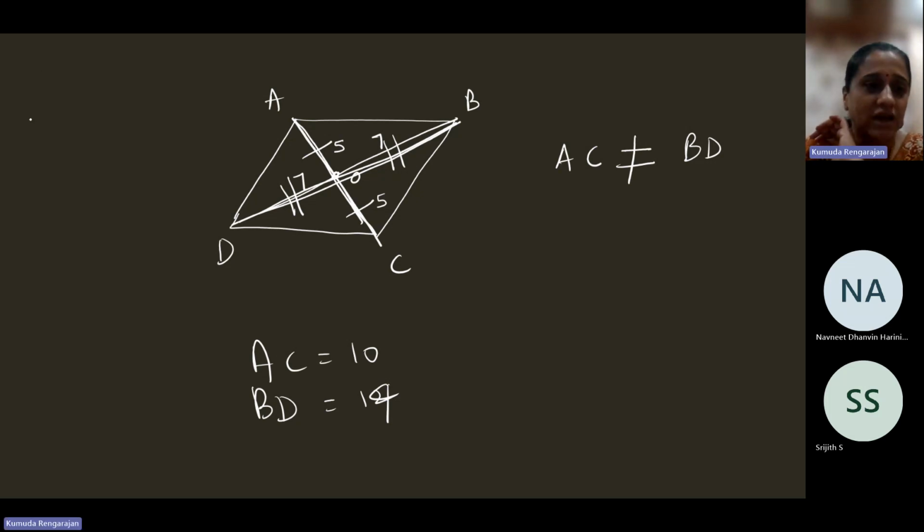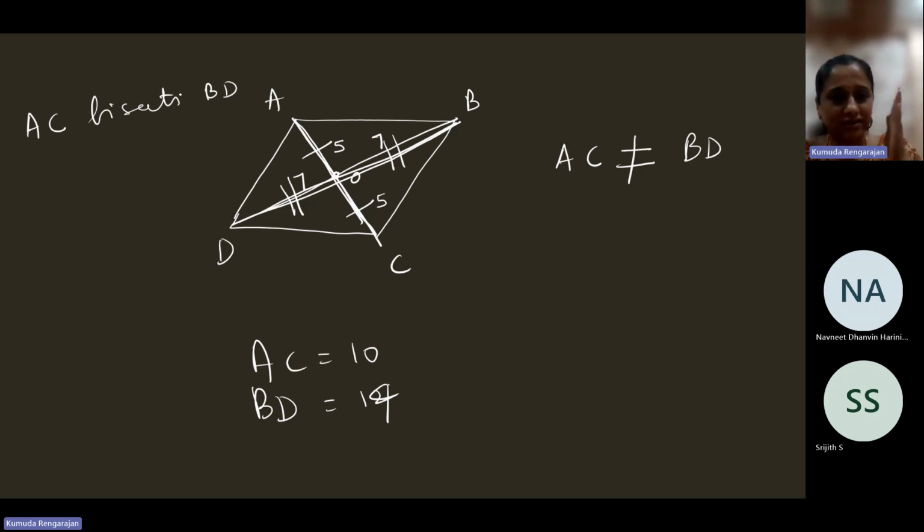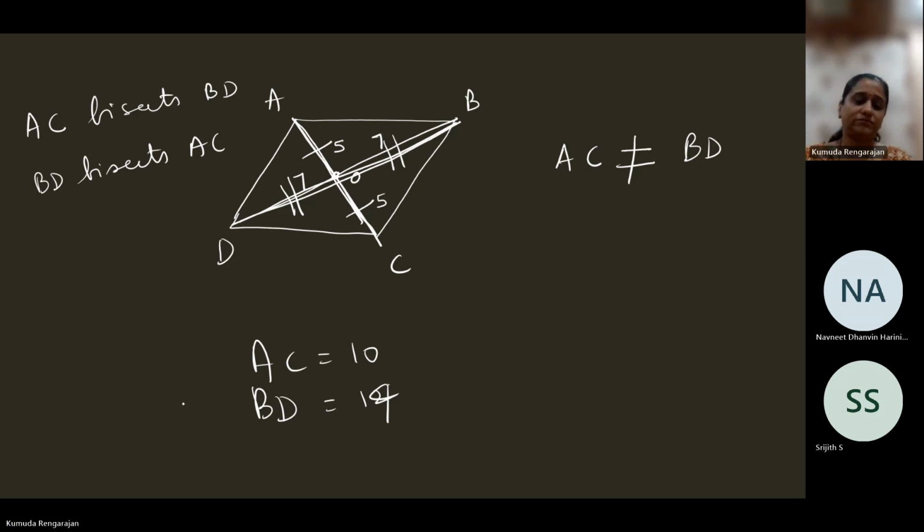Listen carefully. That means AC bisects BD. The diagonal AC cuts the diagonal BD into two equal pieces. Also, BD bisects AC. BD cuts AC into two equal pieces. That's what we say: diagonals bisect each other. So diagonals bisect each other.